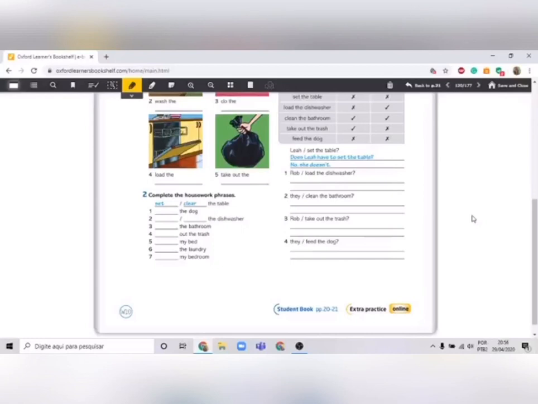Number 5, make the bed. Number 6, do the laundry. And number 7, clean my bedroom. So let's repeat. 1, feed. 2, load or unload. 3, clean. 4, take. 5, make. 6, do. 7, clean. Okay?